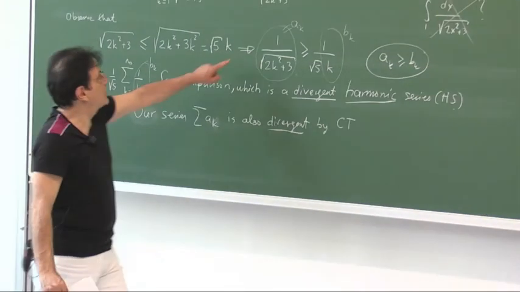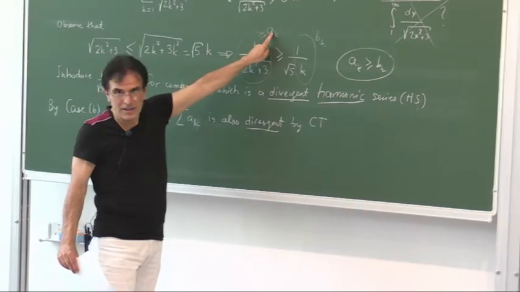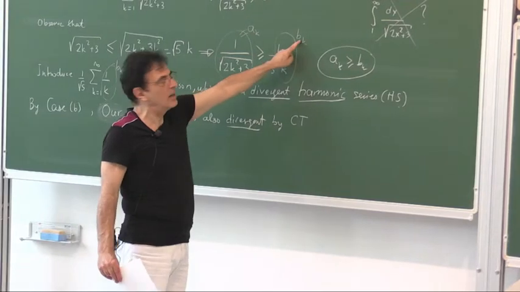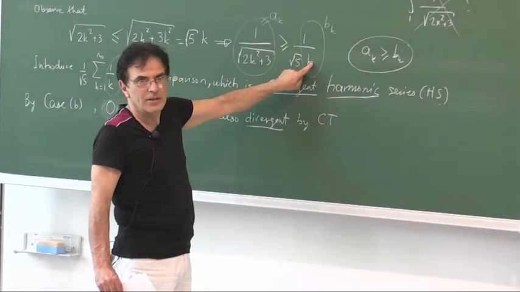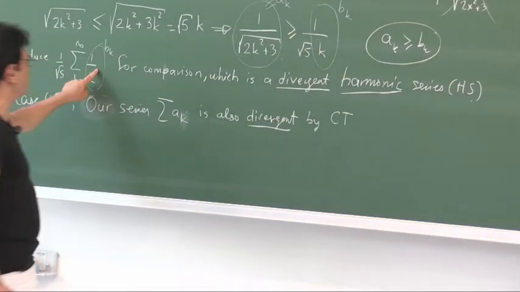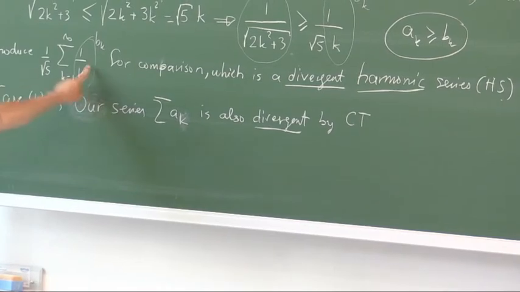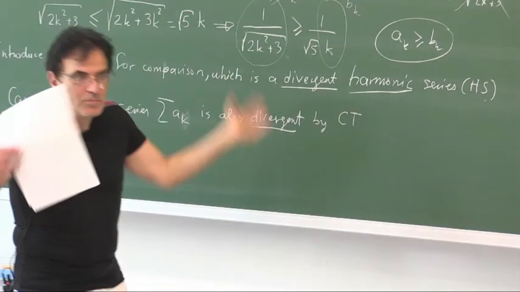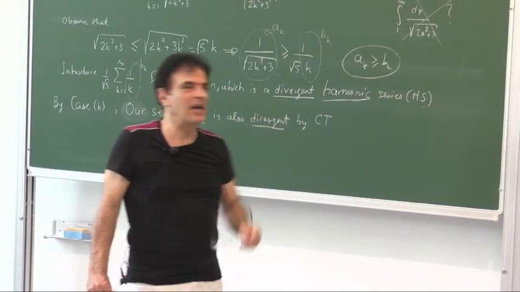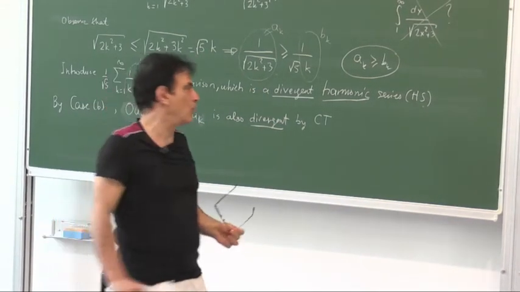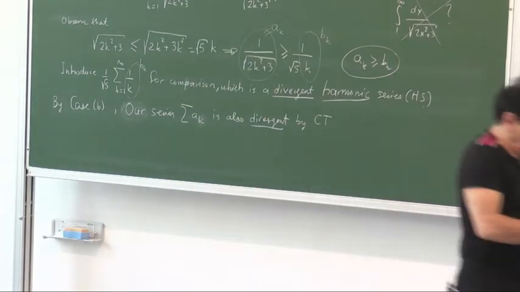So look, we find that the terms of our series are larger than the terms of a harmonic series. And the harmonic series is known as a divergent series. So our series is, roughly speaking, bigger than a divergent series, which means it must also be divergent. Good?